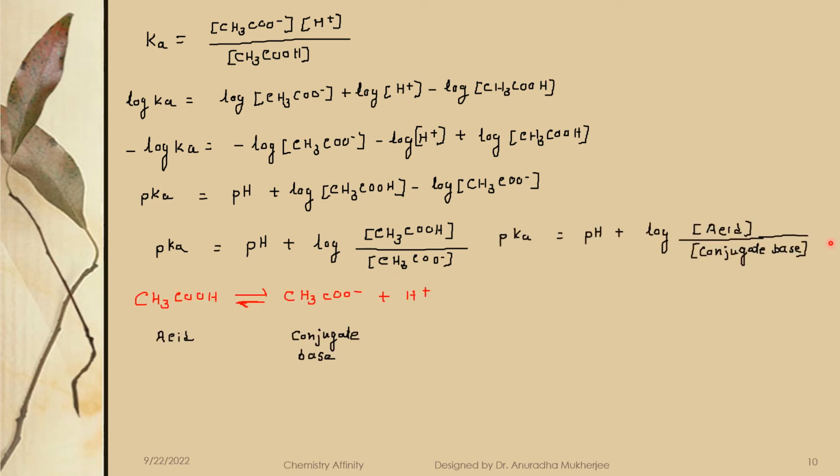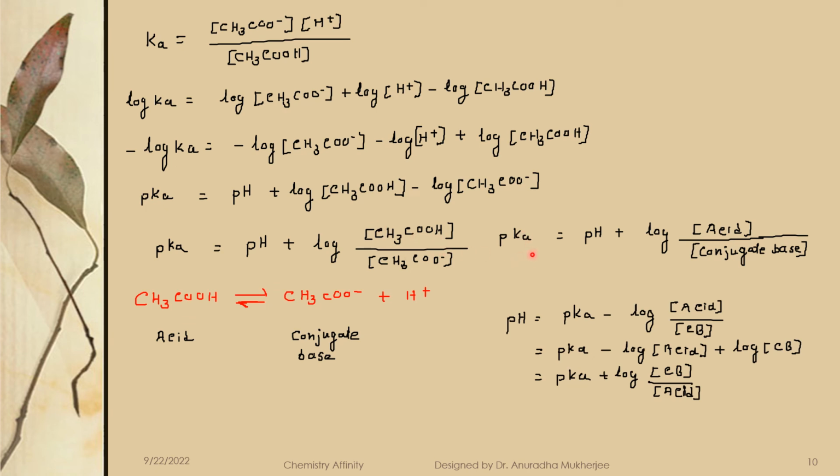Now according to Bronsted-Lowry acid-base theory, acetic acid dissociates into acetate ion and H plus, so acetate ion is the conjugate base of the acid. So we can rewrite this equation as pKa equals pH plus log of the concentration of acid divided by the concentration of conjugate base. Now if we rearrange this equation with respect to pH, with pH on the left hand side, we get pH equals pKa plus log of the concentration of conjugate base divided by the concentration of acid. This equation is known as the Henderson equation.